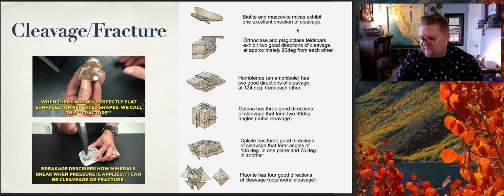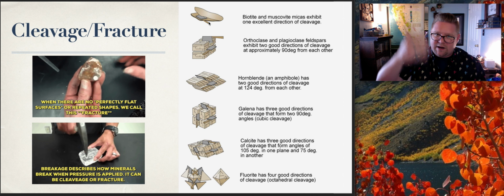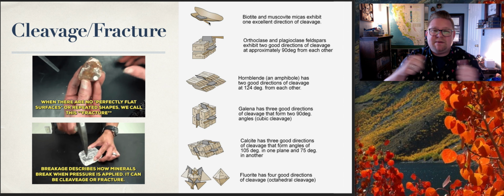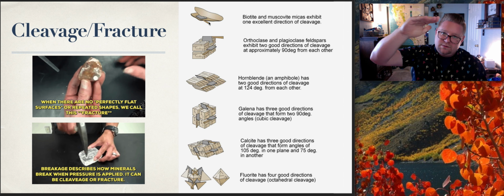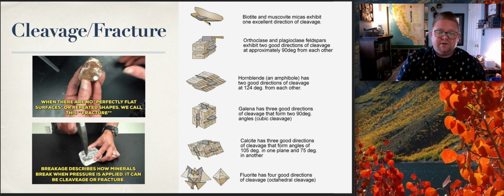So let's kind of talk about that. The biotite and muscovite, those are in the mica family. They have one direction of cleavage or two sides, meaning that you can easily see that there's a flat top and a flat bottom. We're using this little axe to represent how it breaks. So it breaks into sheets. So it just peels like paper. So it has a nice top, a nice bottom, which means it has two sides or one direction of cleavage.